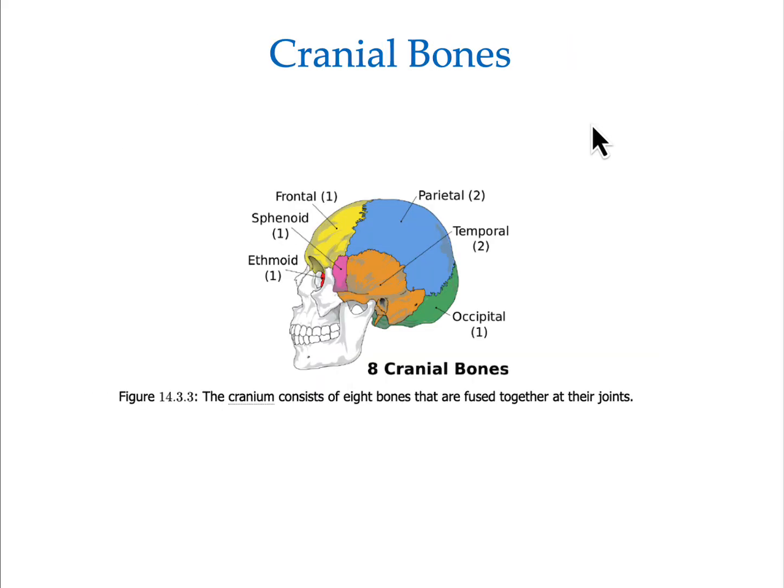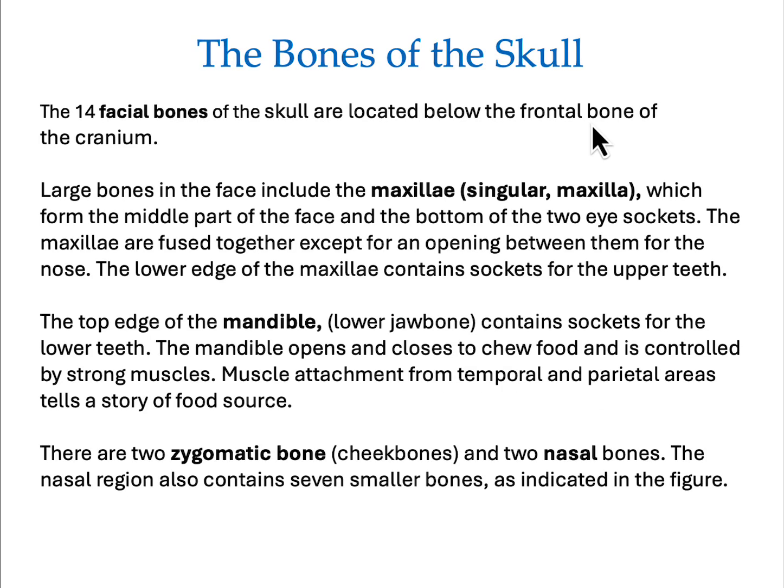Here are the cranial bones. The bones of the skull, and these are now the facial bones, are located below the frontal bone of the cranium. The large bones in the face include the maxillae, singular is maxilla, which form the middle part of the face and the bottom of the 2 eye sockets. The maxillae are fused together except for an opening between them for the nose. The lower edge of the maxillae contains sockets for the upper teeth.